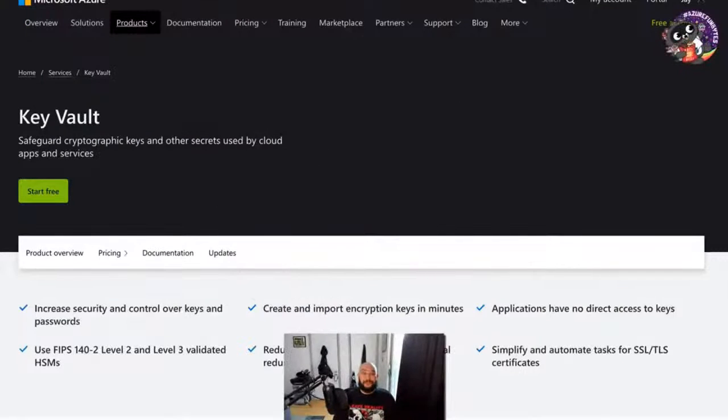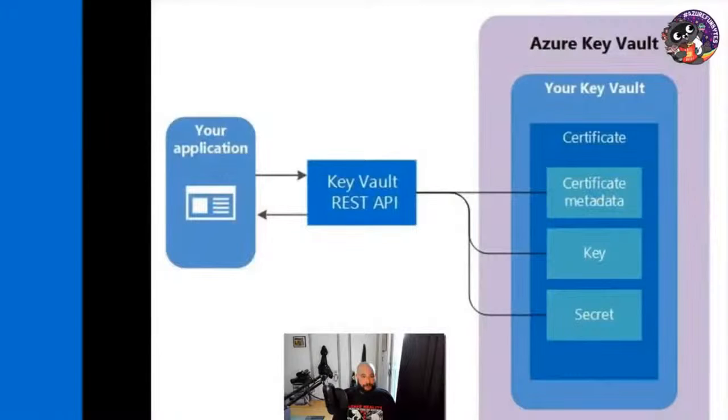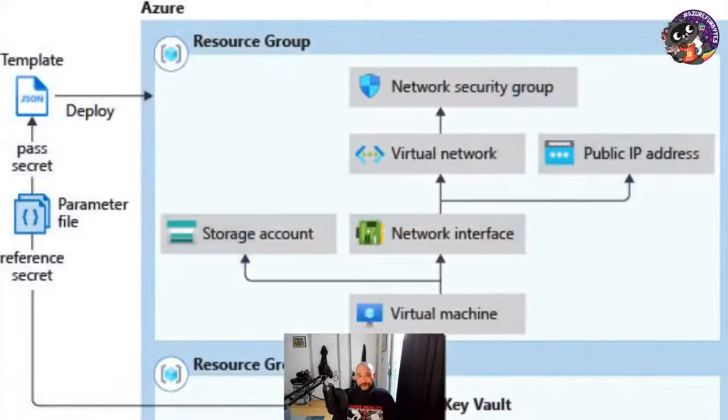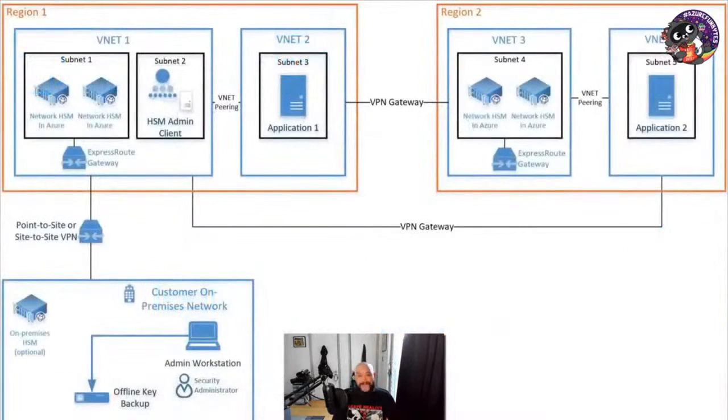Azure Key Vault is a cloud service for securely storing and accessing secrets. A secret is anything you want to tightly control access to, such as API keys, passwords, certificates, or cryptographic keys. Key Vault service supports two types of containers: vaults and managed HSM pools. Vaults support storing software and HSM-backed keys, secrets, and certificates. Managed HSM pools only support HSM-backed keys.